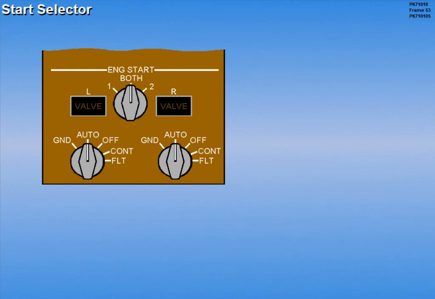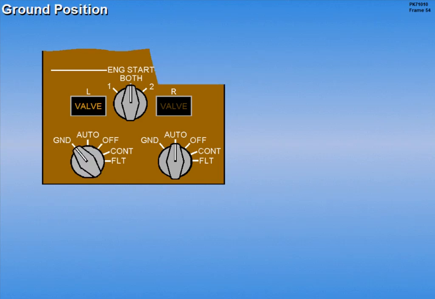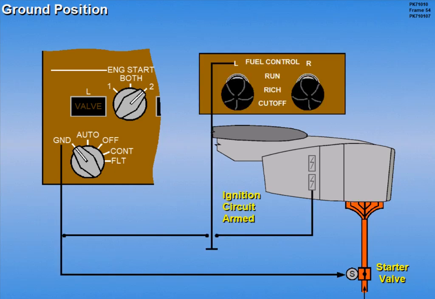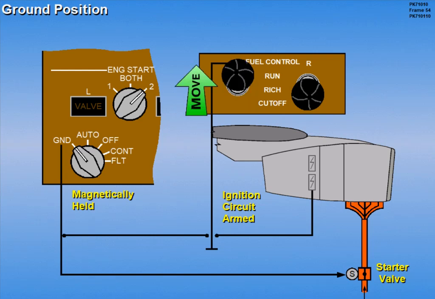The start selector is a 5-position switch. Click on the left start selector to select the ground position. Selecting the ground position opens the starter valve and arms the selected ignition circuit. The selector is magnetically held in this position. When the fuel control switch is set to the rich or the run position, the ignition circuit is completed to the igniter.